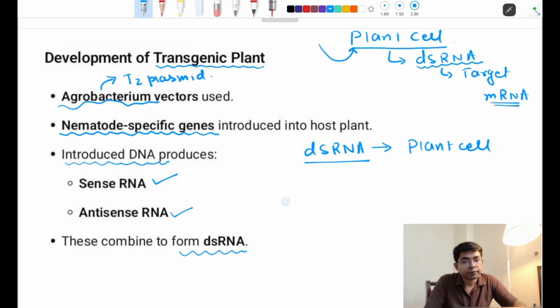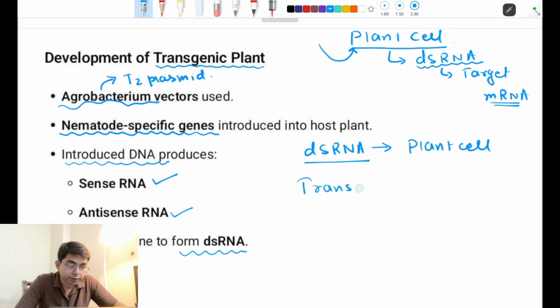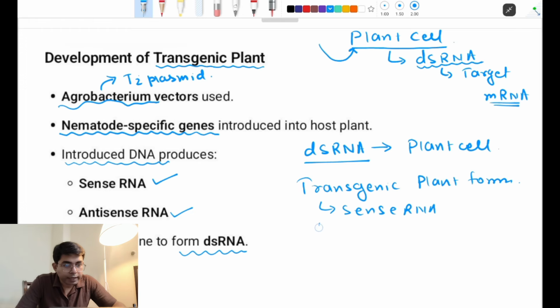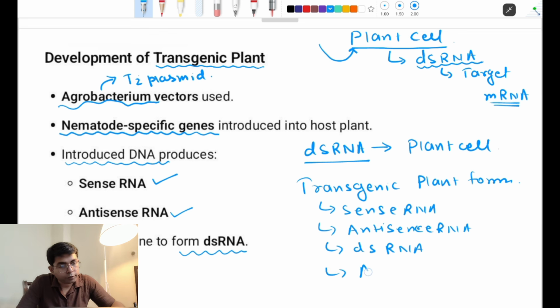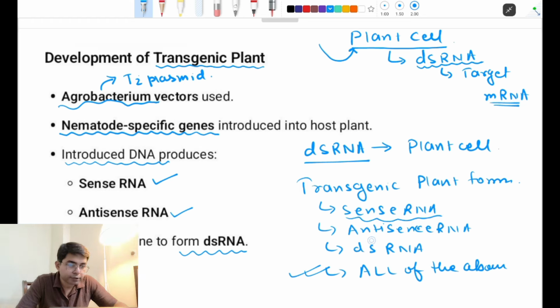Further, one more question if I ask you, let's say this is the question: the transgenic plant forms, and I give you the options: it forms sense RNA, it forms antisense RNA, third option it forms double-stranded RNA, and fourth option all of the above. What will you say? You will say all of the above. Why? Because of course sense RNA is also formed, antisense is also formed, and they both together form double-stranded RNA.